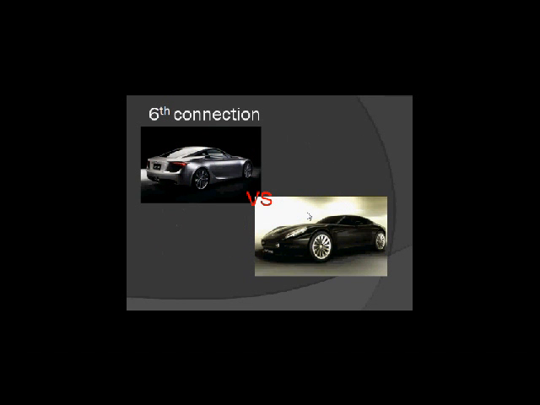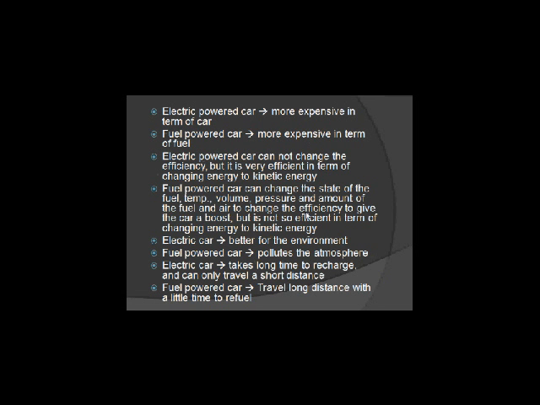The last connection is the fuel power car versus the electrical power car. The electrical power car is more expensive in terms of the car, and the fuel power car is more expensive in terms of the fuel. The electric power car cannot change the efficiency, but is fairly efficient in terms of changing the energy to the connected energy. For the fuel power car, it can change the state of the fuel, the temperature, the volume, the pressure, and the amount of fuel and air to change the efficiency to give the car a boost. But it's not so efficient in terms of changing energy to connected energy.